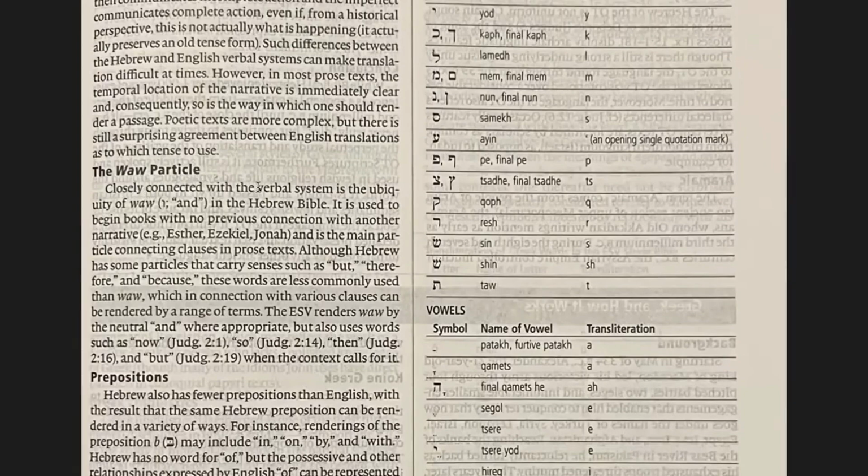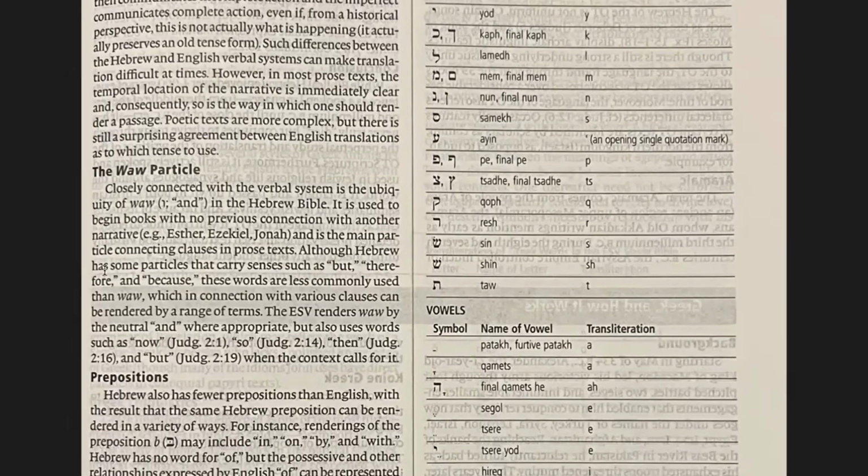Closely connected with the verbal system is the ubiquity of the wāw in the Hebrew Bible. It is used to begin a narrative with no previous connection with another narrative, for example, Esther, Ezekiel, Jonah, and is the main particle connecting clauses in prose texts.